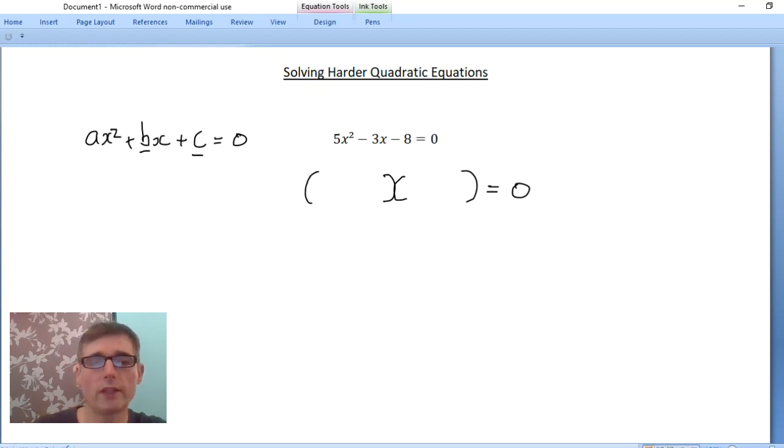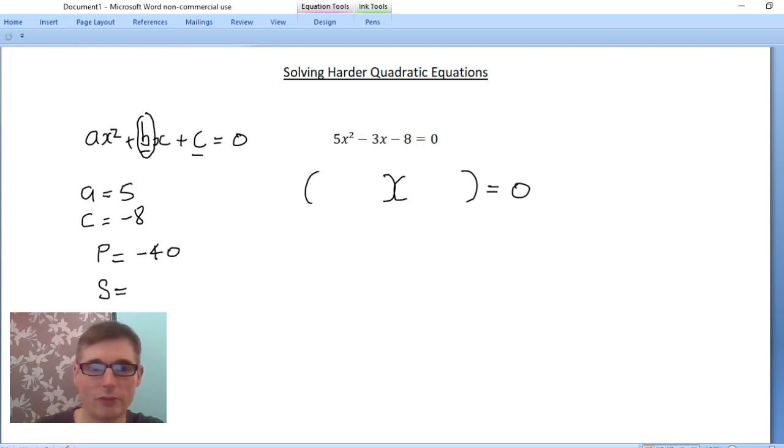What we do is take the first term, the A term, which is 5, and the final term, the C term, which is -8 in this case. From them, we find a product, so we multiply them together. 5 times -8 is -40. We also get a sum, and the sum in this case is actually the middle term, the b. So in this case, it's -3.